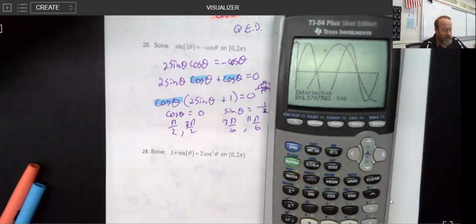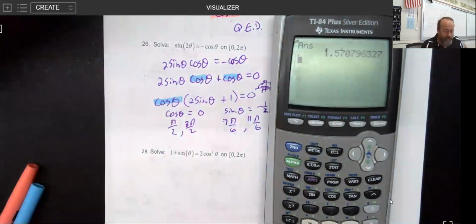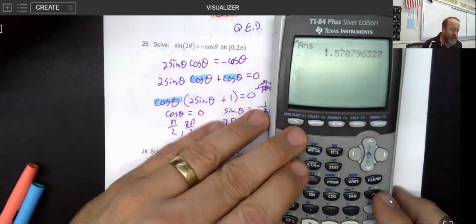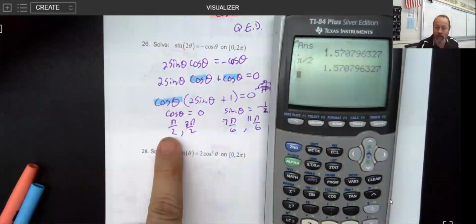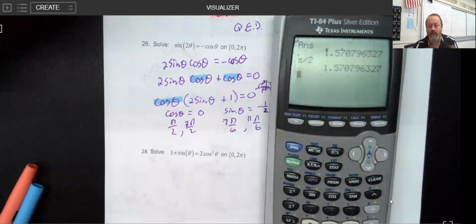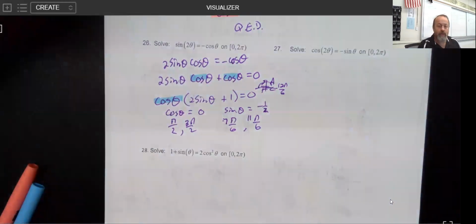Now, what you'll notice is 1.57 is this kind of weird number, but let's check out what is pi over 2. That's 1.57. So this answer was that first point of intersection, and we could check all those answers pretty well. All right, moving to number 27.